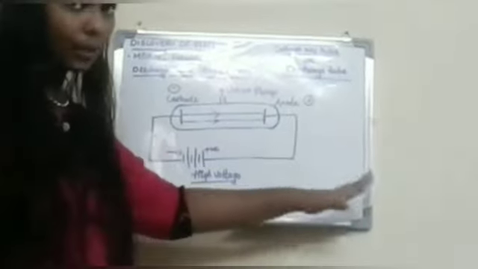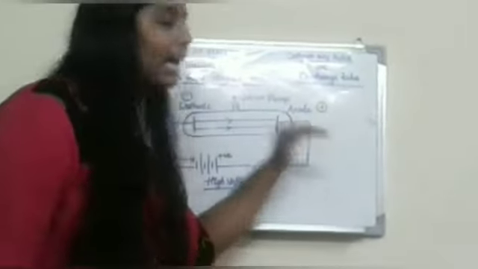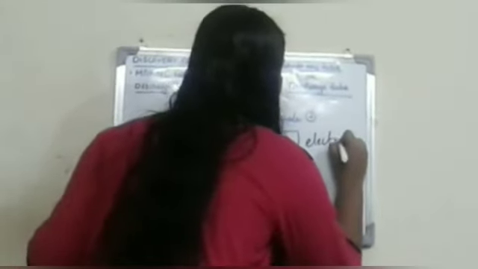I have already told you that these rays are called cathode rays, and they move from the cathode to the anode in a straight line. In the presence of electric and magnetic fields, they act as negatively charged particles, hence they are called electrons. That's how the electrons were discovered.